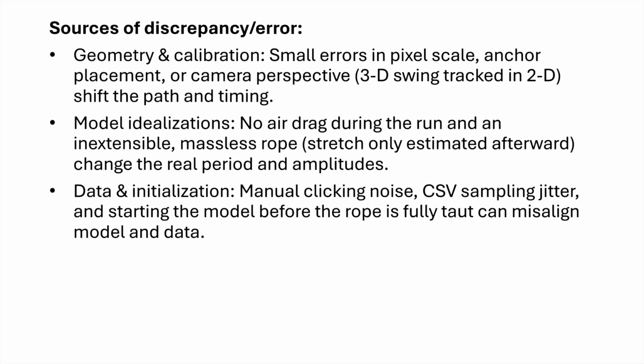So, sources of discrepancy are: error, geometry and calibration, small errors in pixel scale, anchor placement, or camera perspective, and 3D swing tracked in 2D, which shift the path and timing; model idealizations, no air drag during the run and an inextensible massless rope, with stretch only estimated afterward, which change the real periods and amplitudes; and data initialization, manual clicking noise, CSV sampling jitter, and starting the model before the rope is fully taut can misalign model and data.